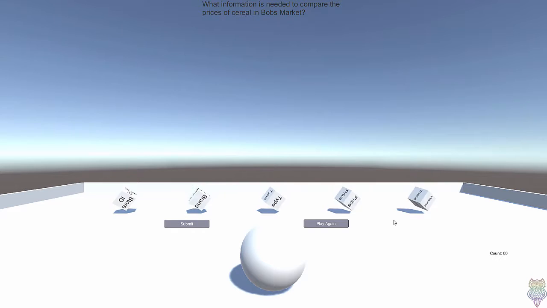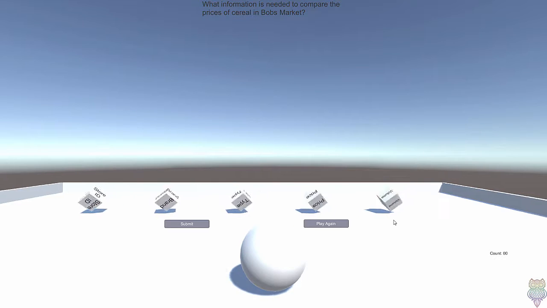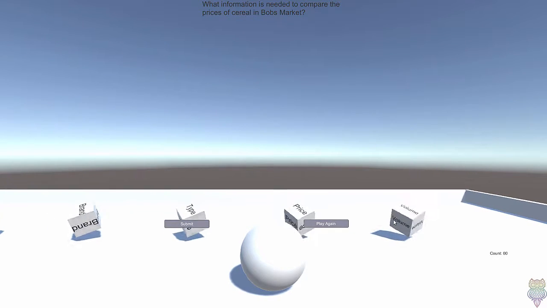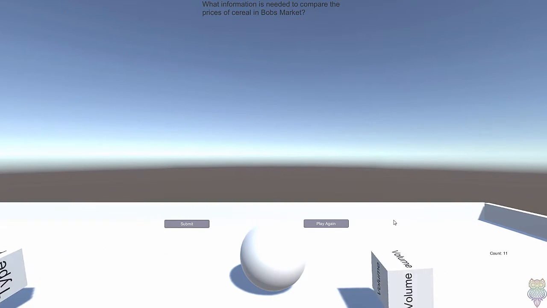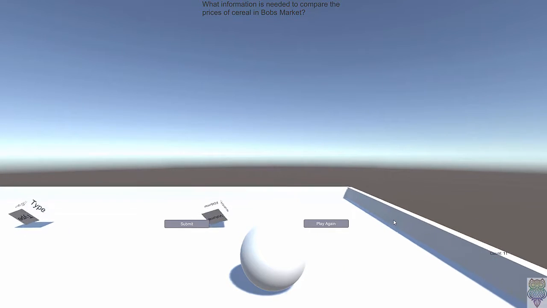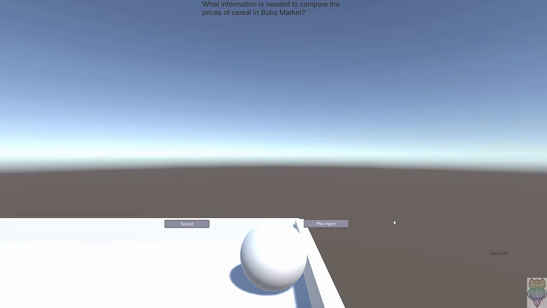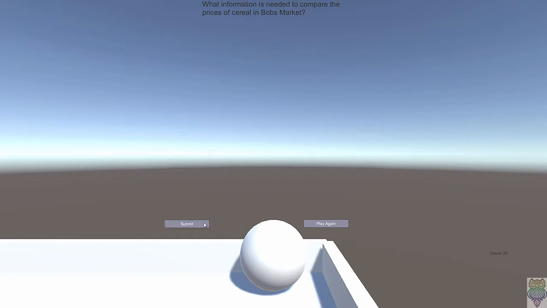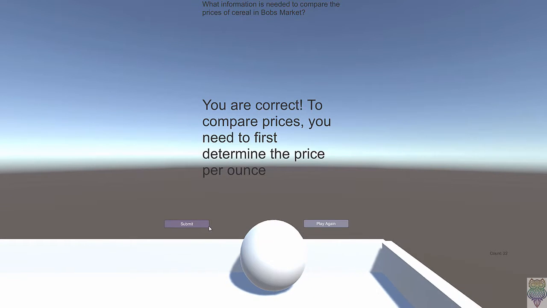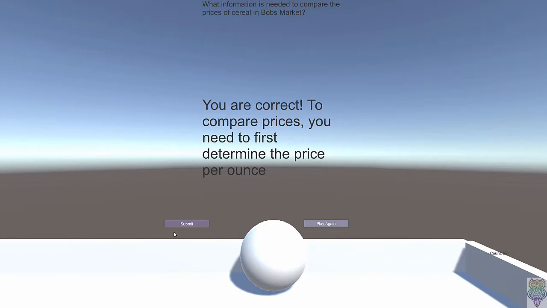So then you can play the game, and the question is, what information is needed to compare prices of cereals in Bob's Market? And of course we play the game by making physics move the ball around. And if you get it wrong, it'll let you play again and submit. You are correct. To compare prices, you need to first determine the price per ounce. And so that's the game so far.